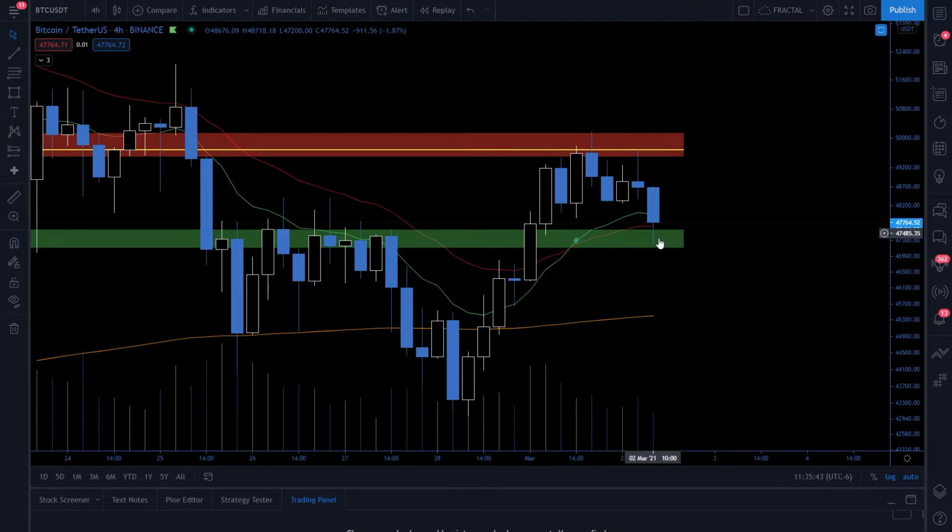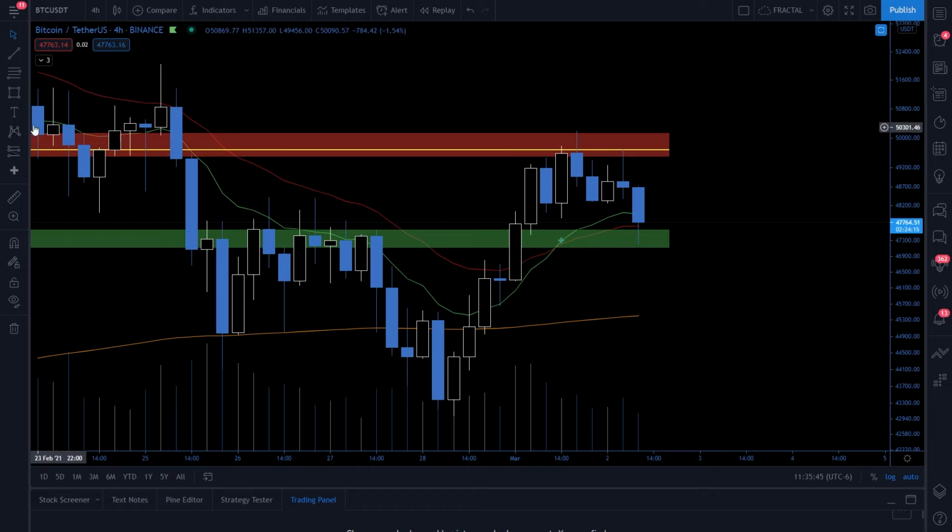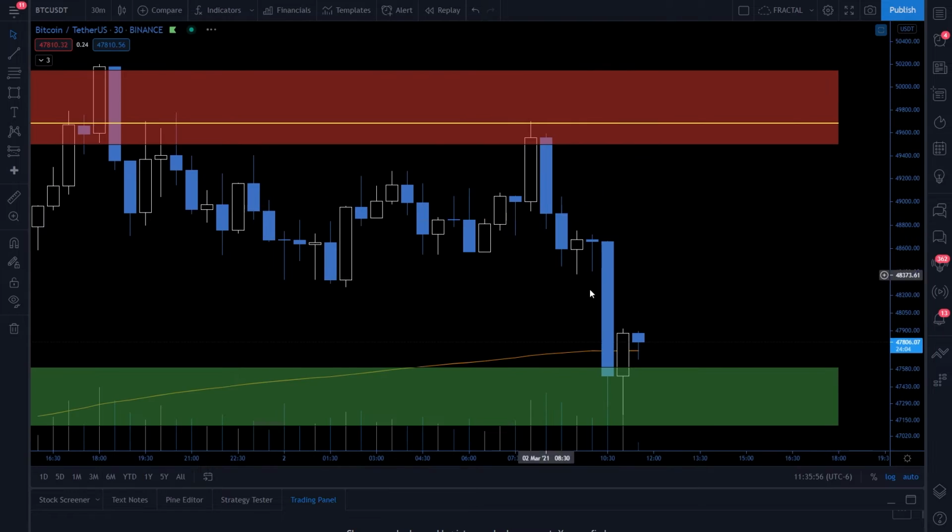If I was looking down here for longs, now I could say, all right, let me wait for this 4-hour to close, which it still has about 2 hours left. So I would need more time for this to develop. However, if I was looking at lower time frames, I could actually look for a long in this area. So let me go to my 30-minute time frame now.